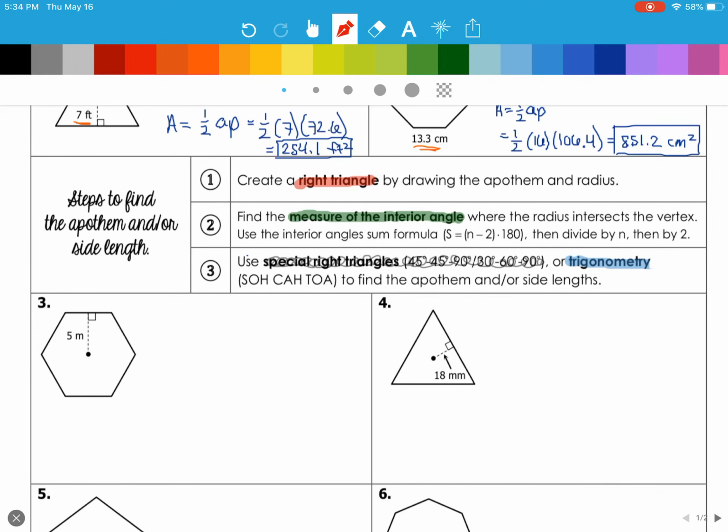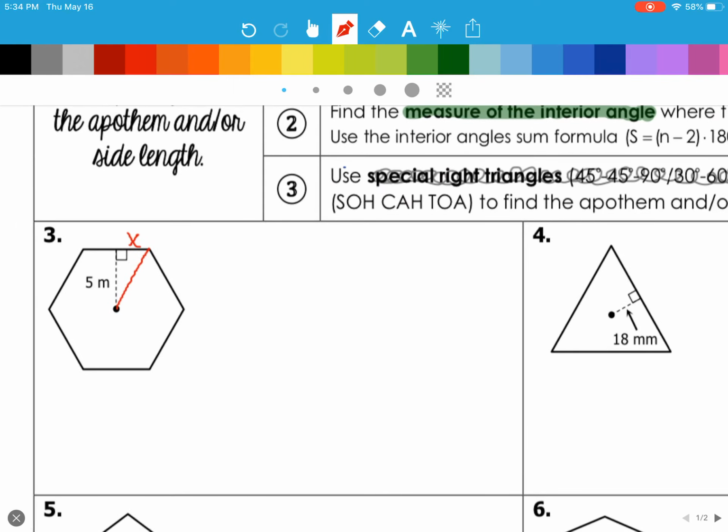So if you're looking at number 3, I see that I have my apothem, but I do not have my perimeter for my formula. So I need to find the perimeter. Here's what I'm going to do. I'm going to do step 1, where I create a right triangle by drawing the apothem. It's already there. And then I'm going to draw one of the radii. In that right triangle, if I can find this side length right here, then I'll be golden. I'll be able to find the perimeter, which is what I need for my formula. So how do I do that?